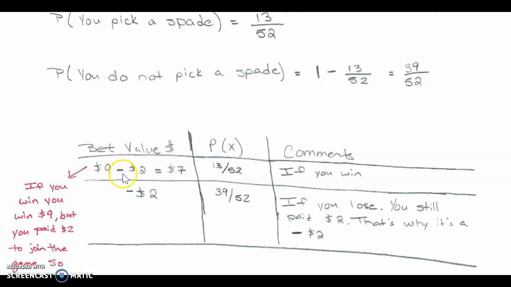The biggest thing there was the $9 and the $2. Yes, you win $9, but you had to pay $2 to join the game. So you technically only win $7. This happens a lot with lottery tickets. You pay $1 for a lottery ticket, you win $5, but you technically only earned $4 because you paid the dollar towards it.